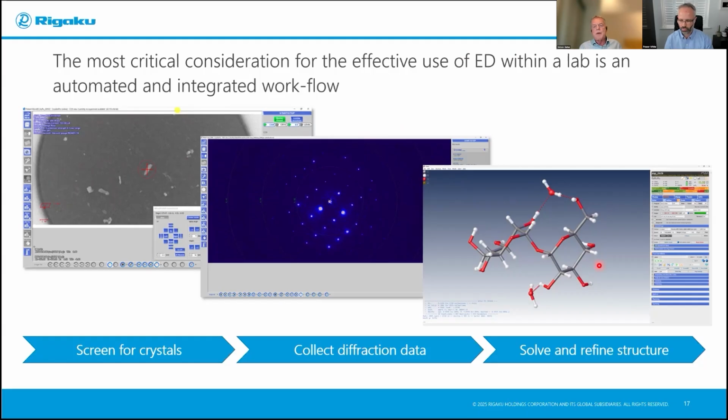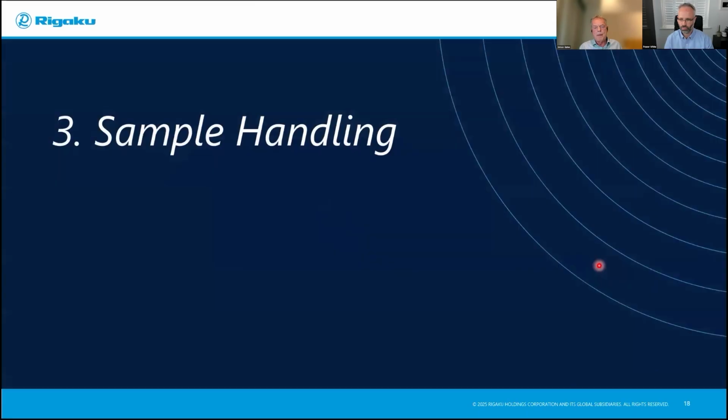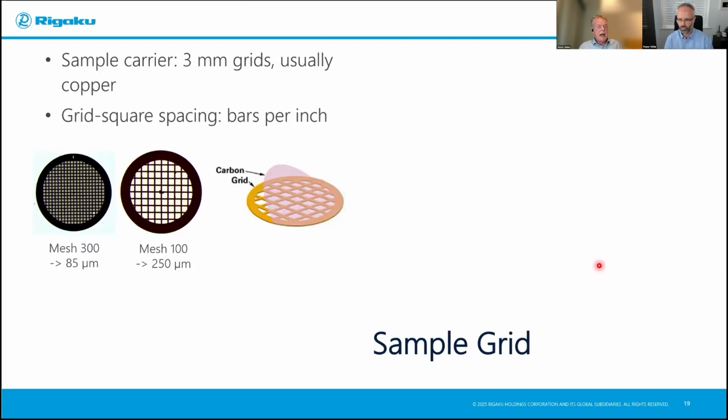If you have to do everything by hand, it can be painful. But once it's all automated and integrated, it's relatively straightforward to collect the data and to do the analysis. So sample handling. As I mentioned, because we're in a very high vacuum environment, we really have to be careful about how we handle the materials.